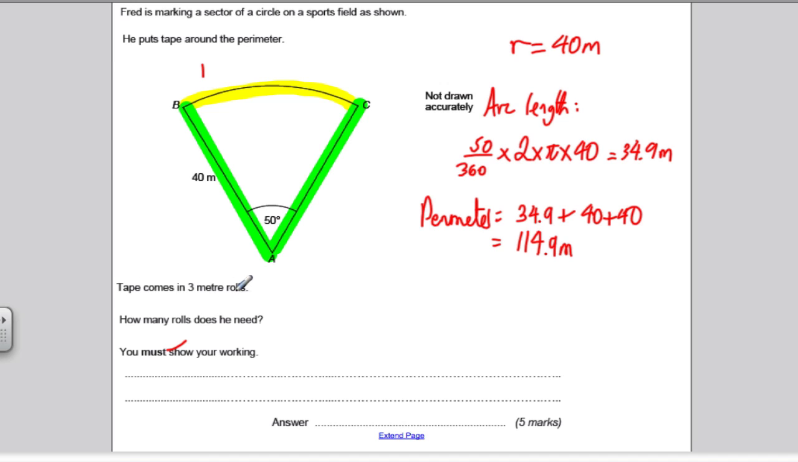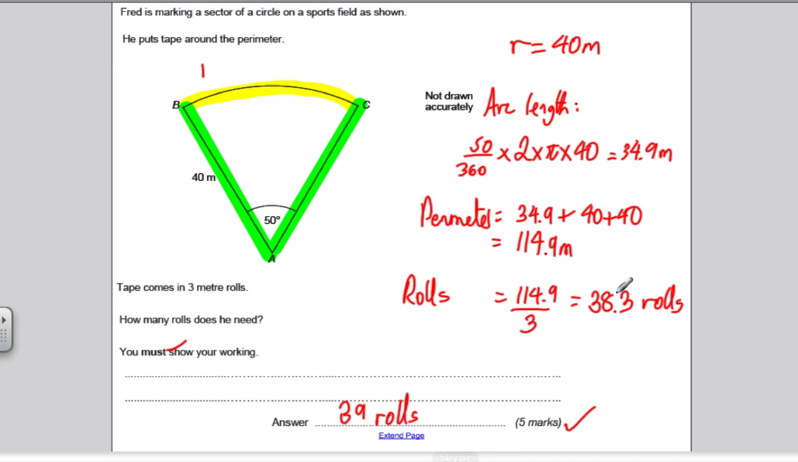Tape comes in 3 meter rolls, so how many rolls do you need? Rolls would be 114.9 divided by 3, and you get 38.3 rolls. Now you can't have 0.3 of a roll, you're going to have to buy more rolls than that, so you would have to buy 39 rolls. And there we have the answer for 5 marks. Quite an easy question really. Okay, again, next question, pause the video, have a go, mark your work.